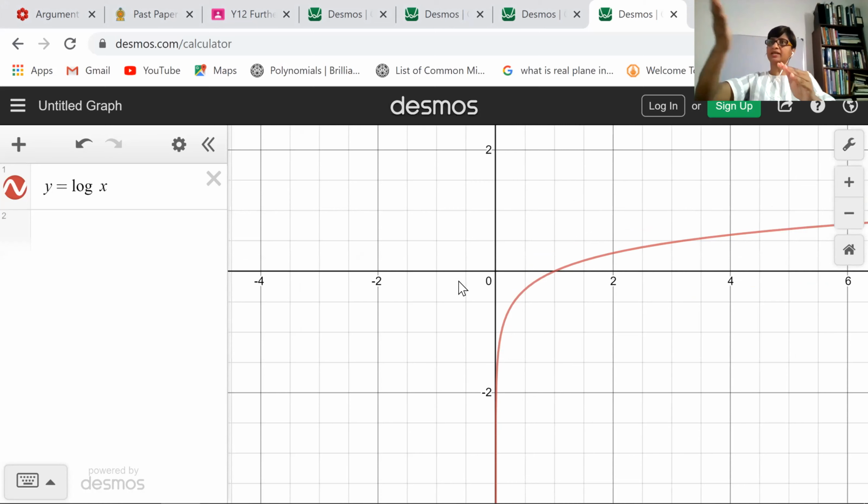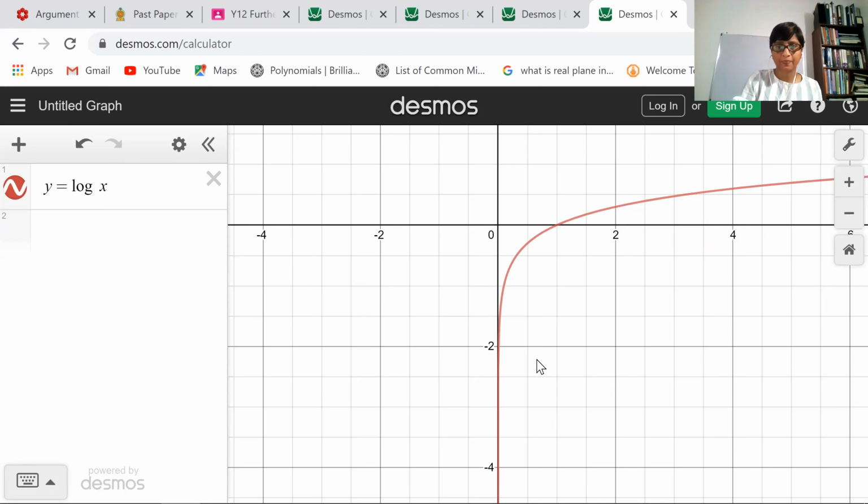It goes like that, keeps increasing infinitely. It doesn't flatten out, it's going up like that. And here it crosses the x-axis at 1. All log graphs, whatever the base is, cross the x-axis. X-intercept is 1, and then it goes down like that. It looks like it gets parallel and touches and lands on the y-axis. That's how it looks.